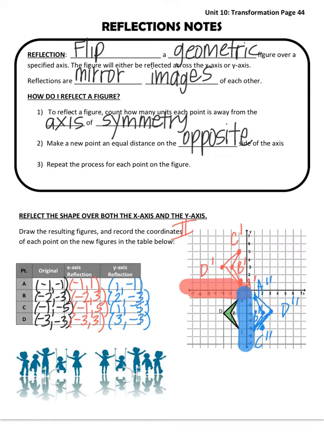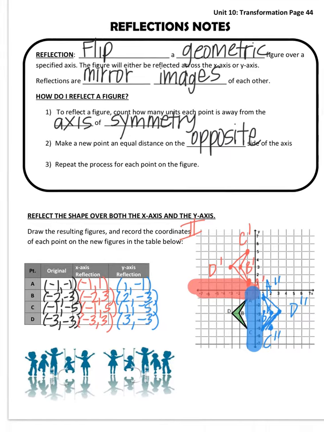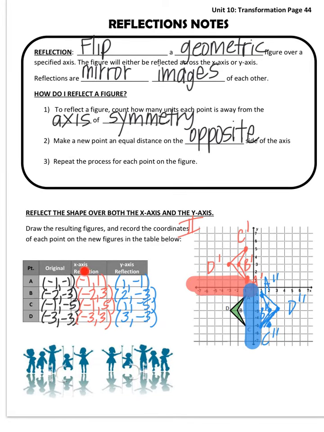Take a second and see if you can come up with a rule or a pattern as to what's happening with these reflections. What I mean by that is notice with the x and y axis reflections, the ordered pair stays the same, but what's changing from the original?